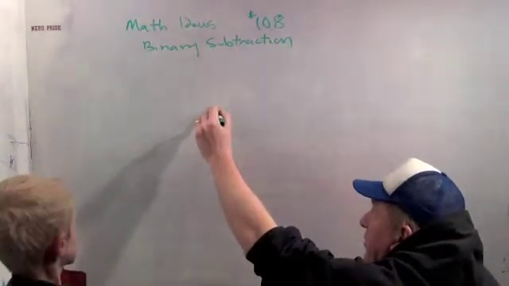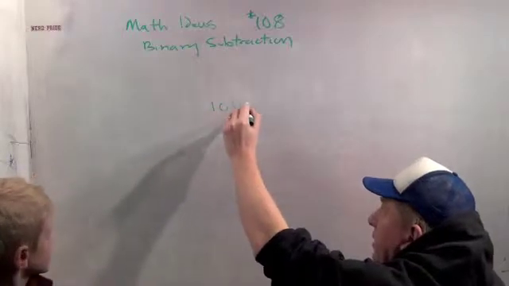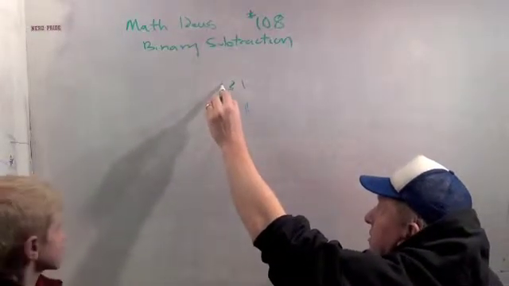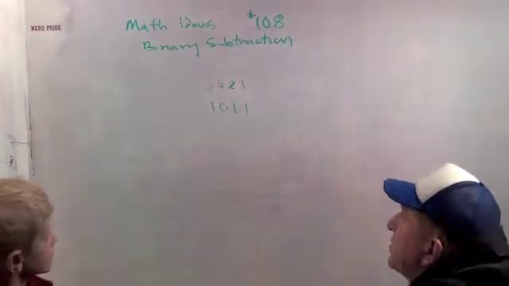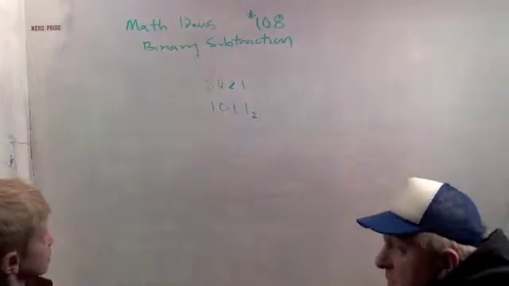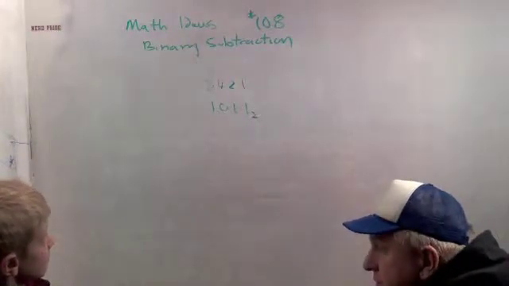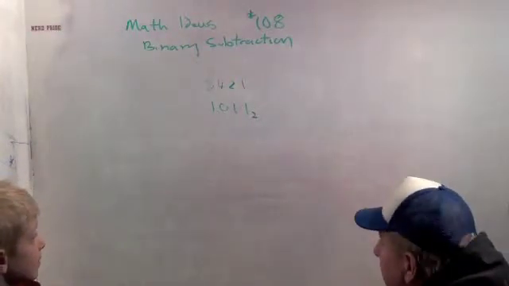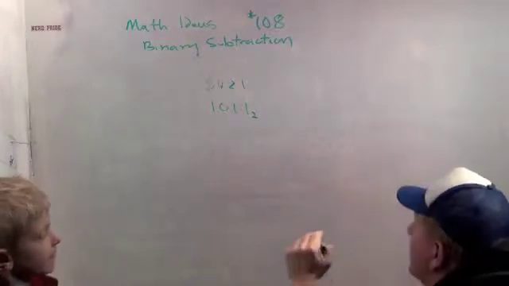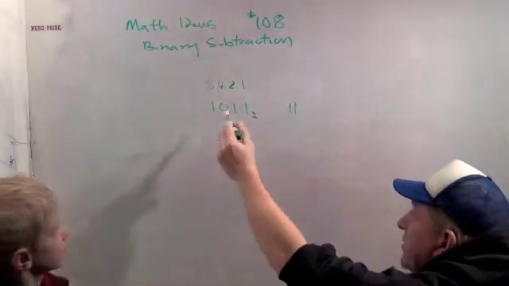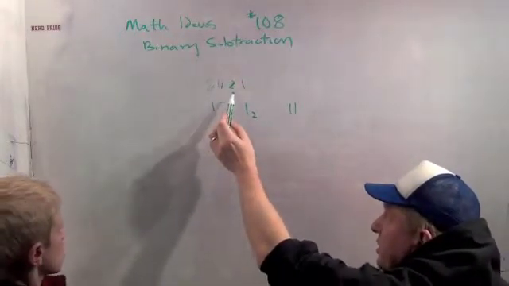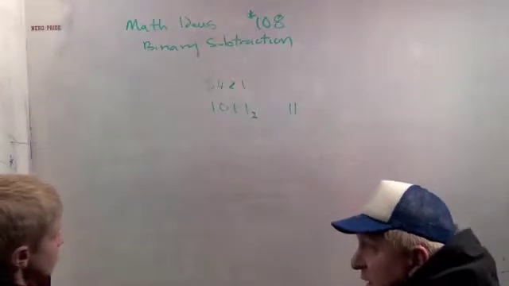Let's do four digit binary. 1, 0, 1, 1. Remember, this is the ones digit, the twos digit, the fours digit, and the eights digit. So what number in base 2 is 1, 0, 1, 1? 11. Okay, how did you figure that out? 8 plus 2 plus 1 is 11. Great. So this is the number 11 because it's 1 times 8 plus 0 times 4 plus 1 times 2 plus 1 times 1.